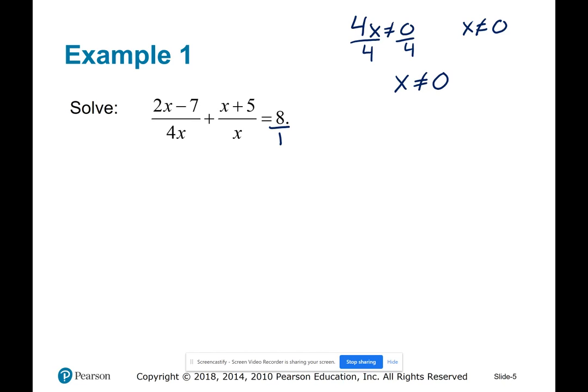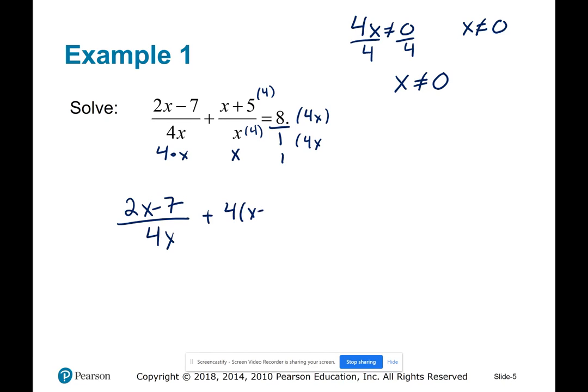That's step 1. Step 2 now says get your bottoms the same. So this is 4 times x, this is x, and this is 1. So I'm going to have to make them all have a 4 and an x in it. I'm going to give this one a 4 and an x on top and on bottom, and this one needs a 4. So then I get (2x minus 7) over 4x plus 4 times (x plus 5) over 4x equals 8 times 4x over 4x. Do we see that? Okay, all of my bottoms are the same.